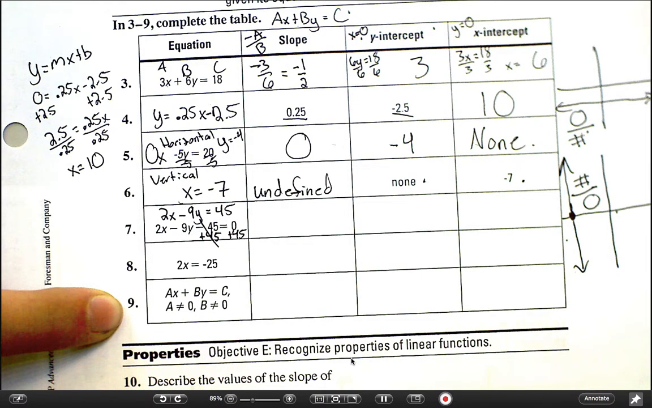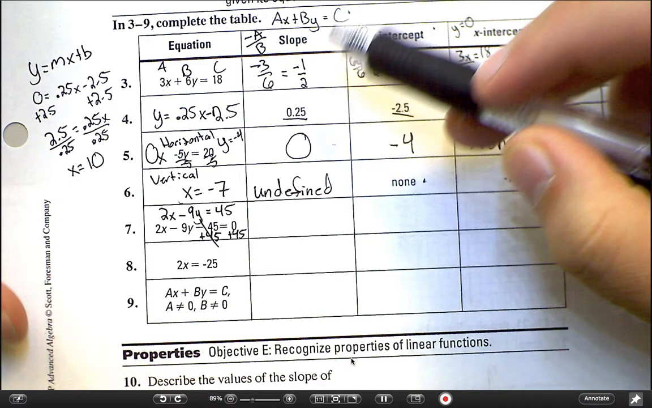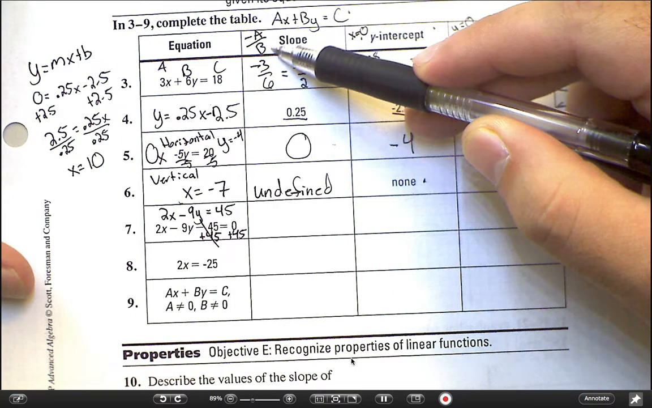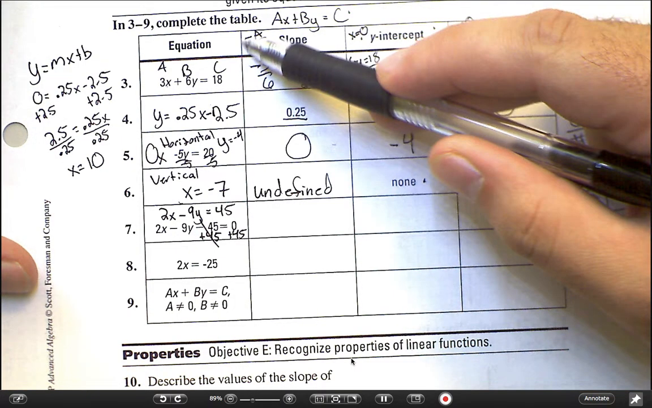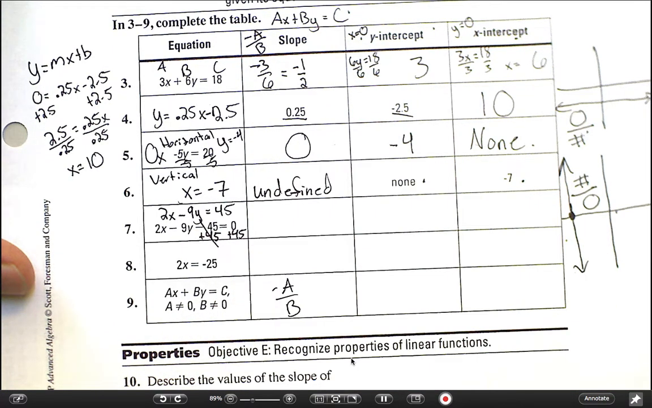For number 9, we are looking at trying to get ax plus by is equal to c, to where I can actually get the slope and the y-intercept and the x-intercept out of this. So for the slope, we actually already have it at the top here. We've worked this equation around before, so our slope is still just -a over b.